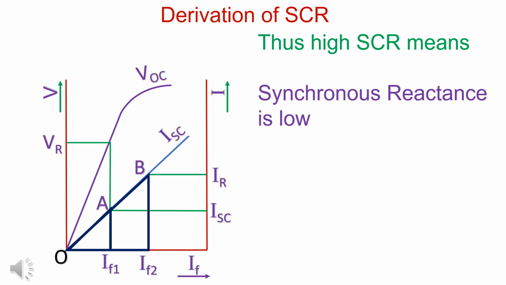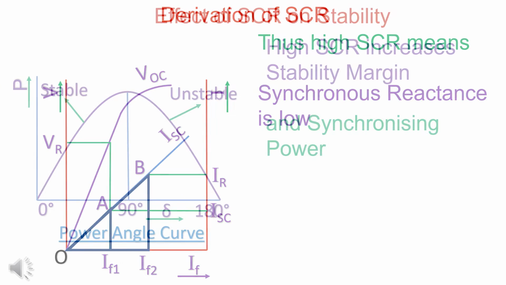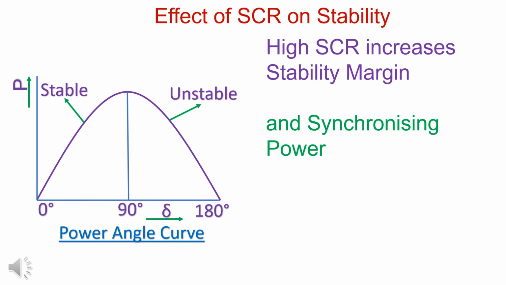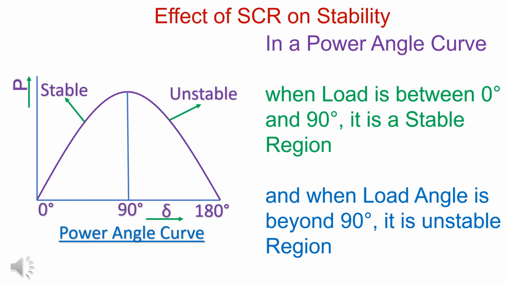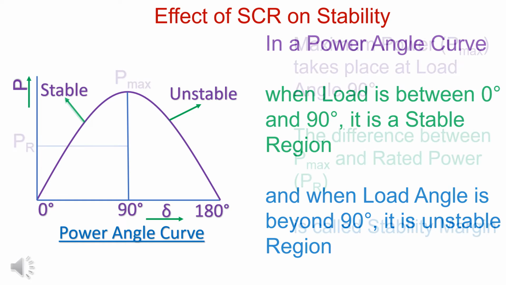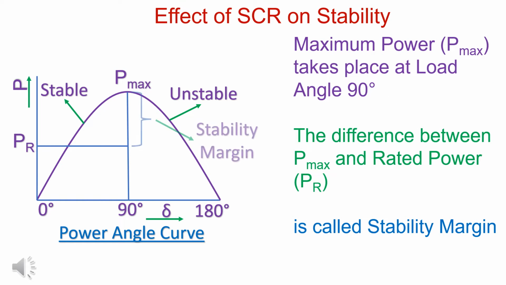Thus, high SCR means that synchronous reactance is low. High SCR increases stability margin and synchronizing power. In a power angle curve, the left side is stable and the right side is unstable. Maximum power Pmax is at a load angle of 90 degrees. The difference between Pmax and rated power PR is called stability margin.